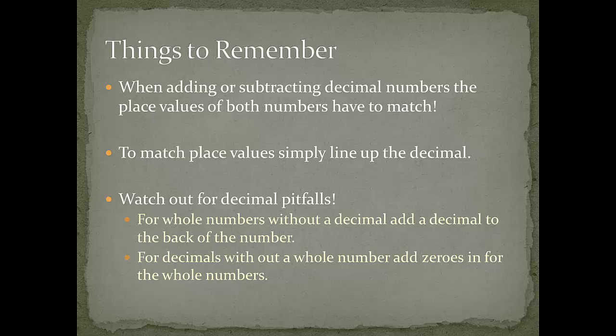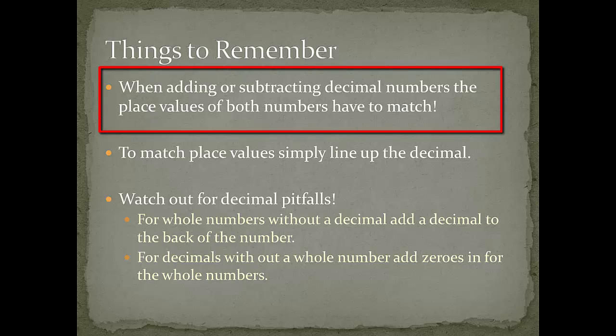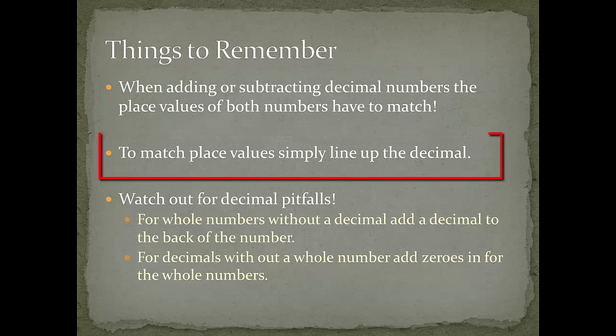3 things I want you to remember from this video. First, when adding or subtracting decimal numbers, the place values of both numbers have to match. And that's the key, really. You have to make sure that your digits are in the right place value. If you do, you most likely will get the right answer. Second, to match place values, simply line up the decimal. You don't have to go to a lot of work. Just make your decimals line up and you will probably get the right answer again.